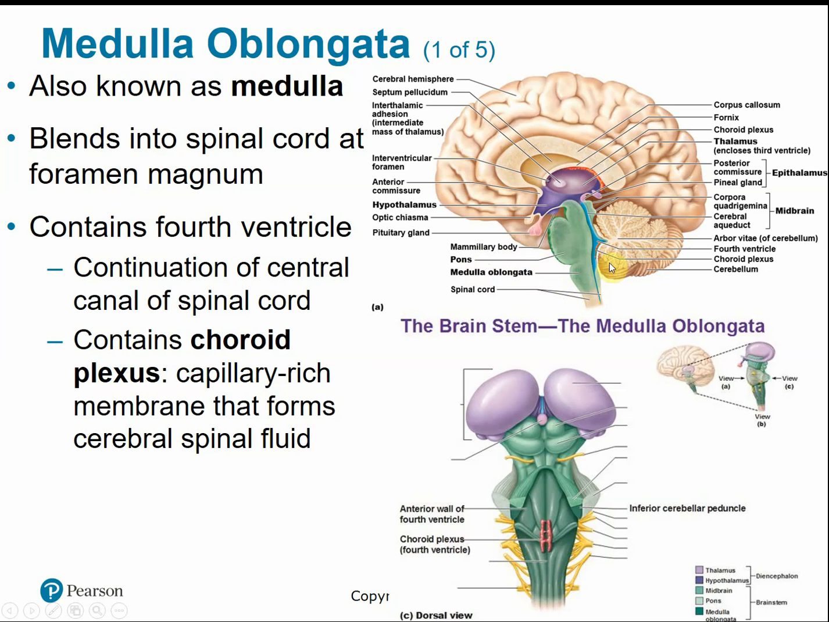So this is an important structure because it contains the capillaries and the fluid necessary to form the cerebrospinal fluid. That CSF that fills the ventricles and the cavities in the brain is going to be manufactured and synthesized at these little capillary membranes.